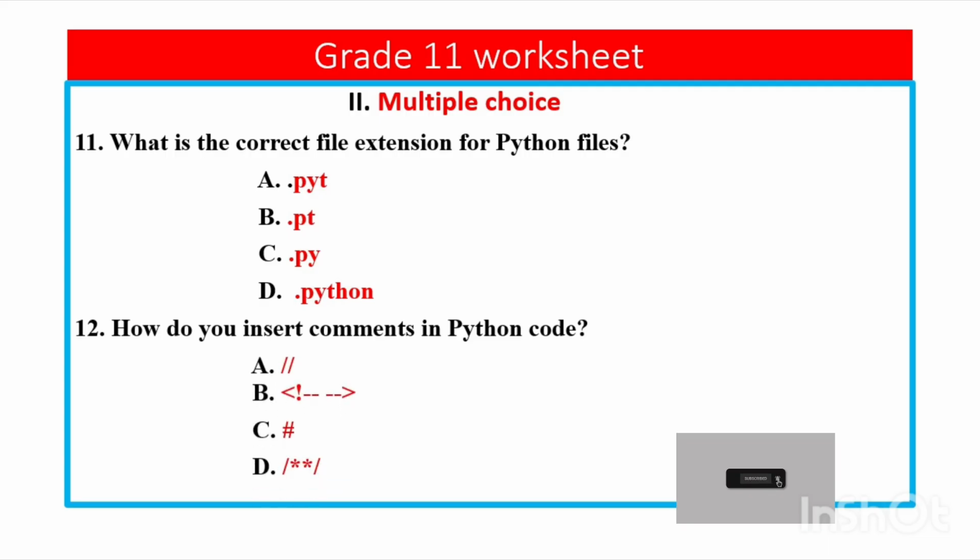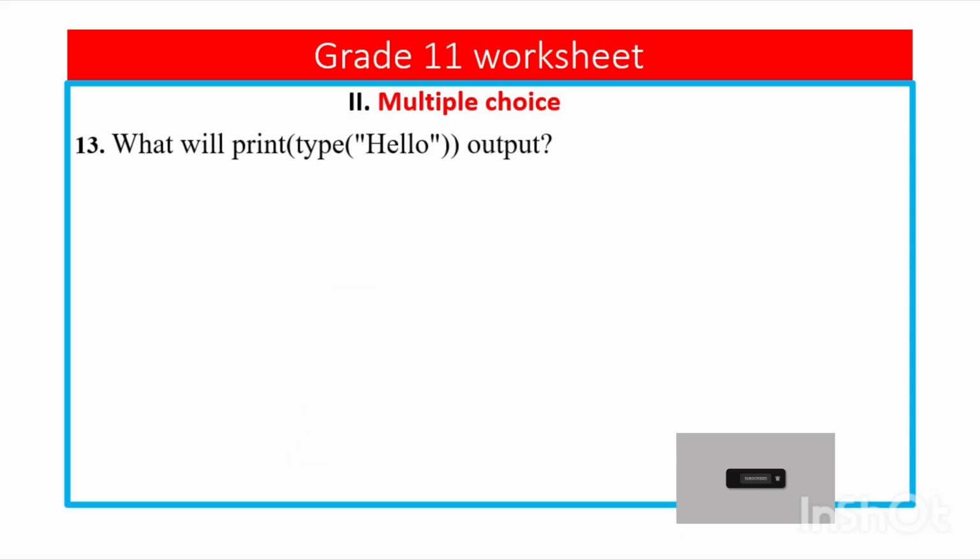A. Double forward slash. B. Greater than, exclamation mark. C. Hashtag. D. Forward slash, asterisk, and asterisk, forward slash. Question 3. What is the print type?